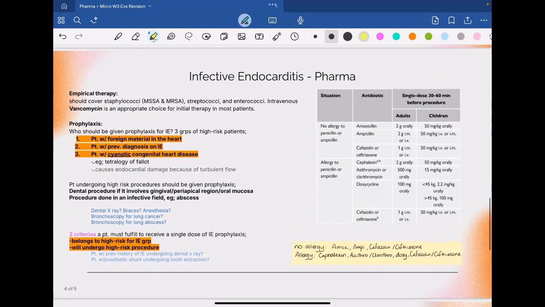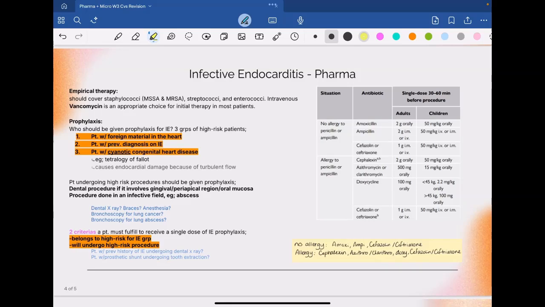For the pharma part, we have empirical therapy. The empirical therapy is when you know that this patient has infective endocarditis, but you still don't know what exact microorganism caused it, okay? We have prophylaxis. You should give prophylaxis for 3 groups. Okay, for empirical therapy, it should cover a wide spectrum of microorganisms. So the best drug of choice in this case is IV vancomycin for initial therapy.